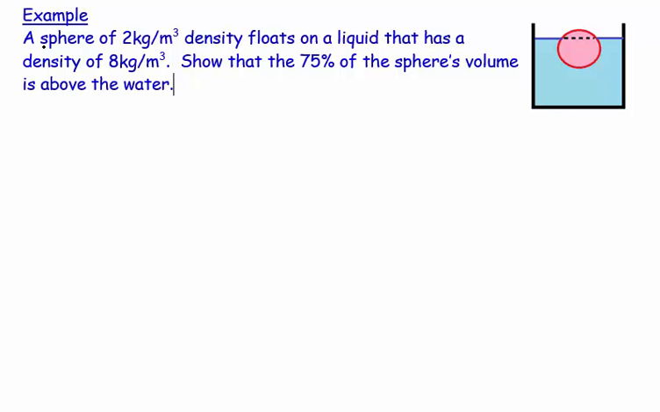Welcome. This question says a sphere of 2 kilogram per cubic meter density floats on the surface of a liquid that has a density of 8 kilograms per cubic meter. Show that 75% of the sphere's volume is above the water. So not the way I've drawn it here. This is just a schematic diagram. We're actually trying to show that it would be more something like this.